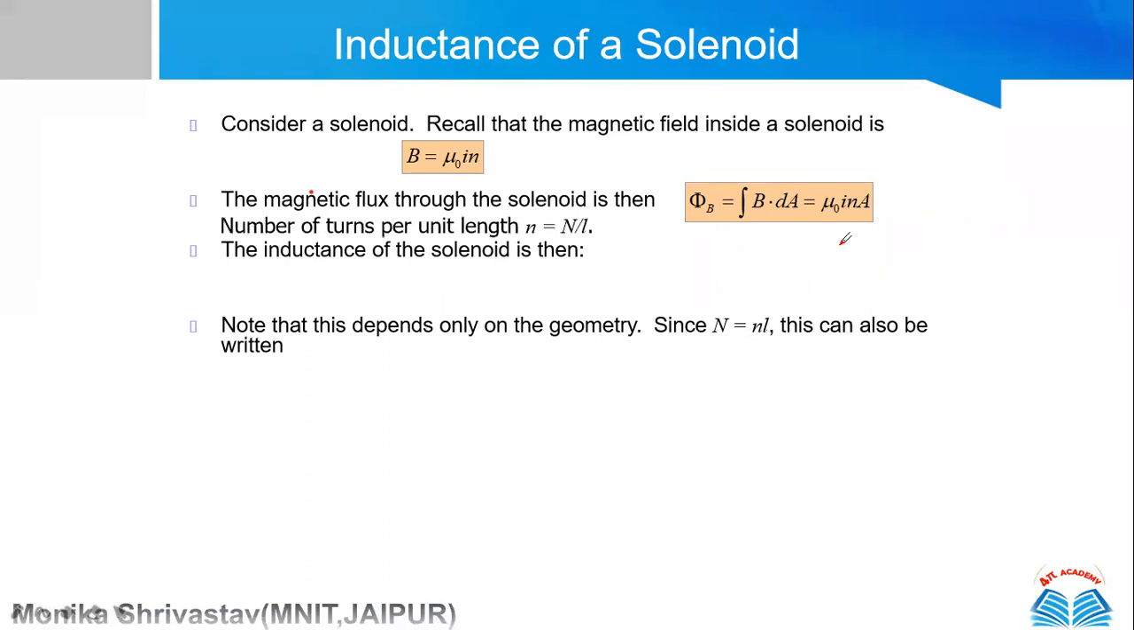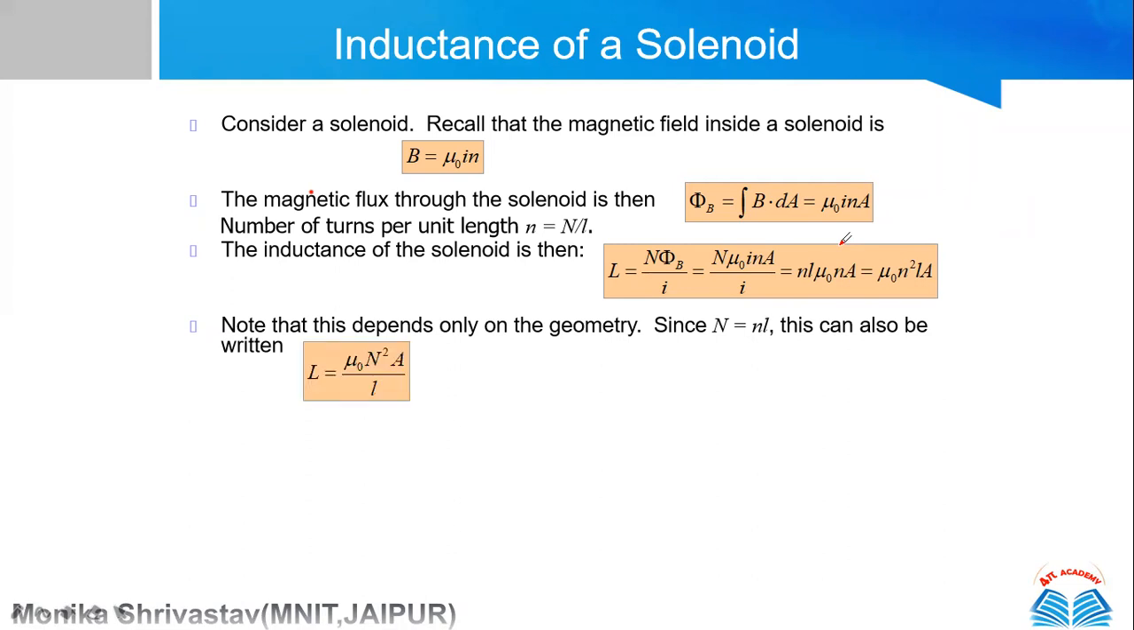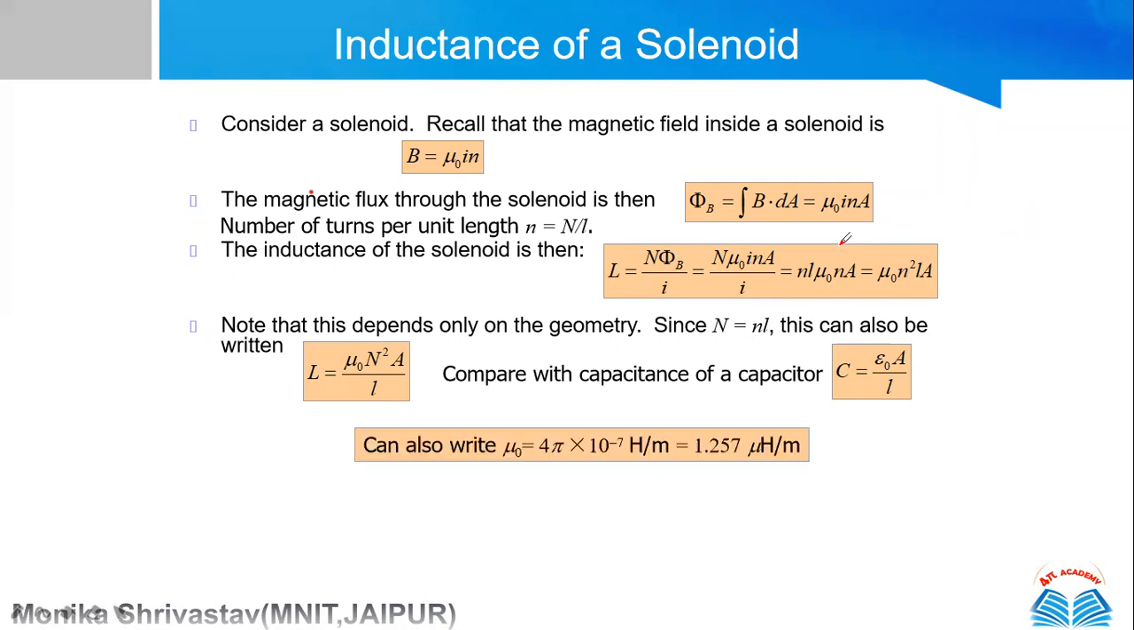So the inductance of a solenoid will be L equals to, just put the values in this formula, we can get this one, mu naught N square A over L. And we can also compare the capacitance of a capacitor using C equals to epsilon A upon L.